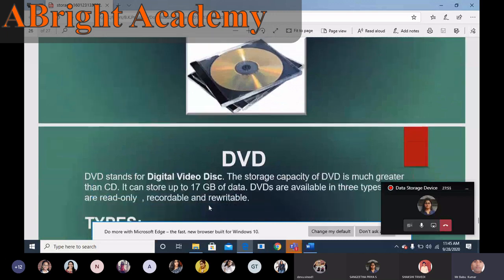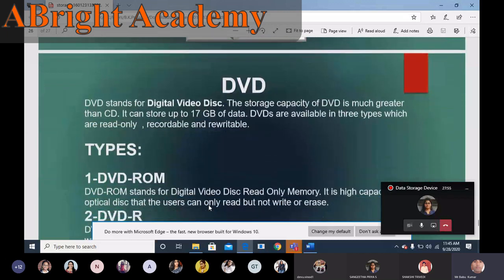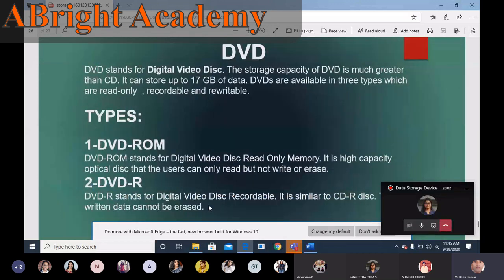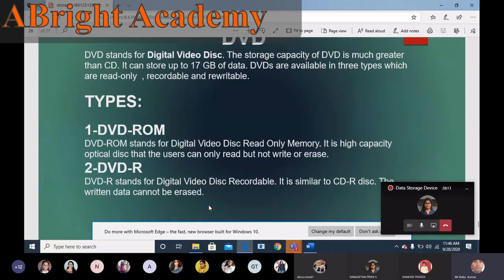DVD. DVD stands for digital video disc. The storage capacity of a DVD is much greater than a CD. It can store up to 17 GB of data. DVDs are available in three types: read only, recordable and rewritable.